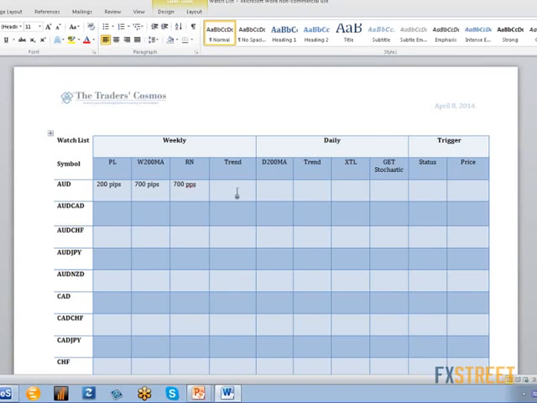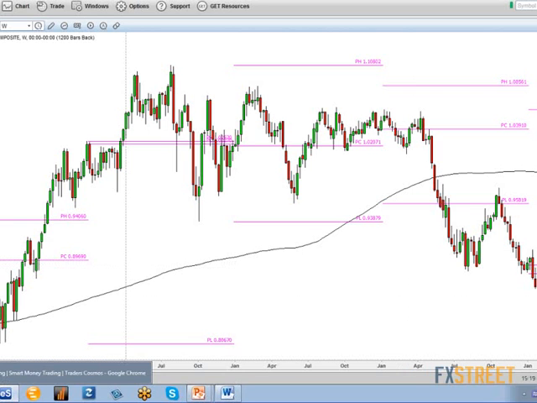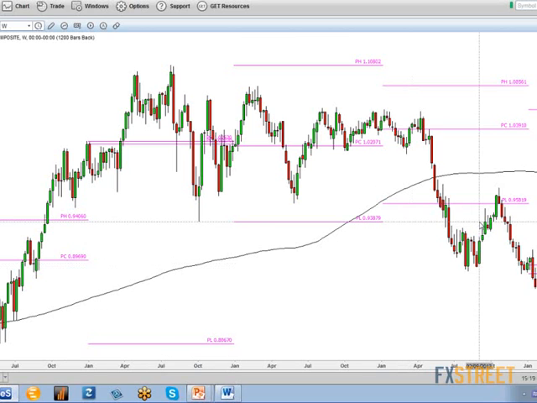So trend, what do I mean by trend? Well, what I'm saying is, is it more likely to continue or is it more likely to bounce? Now, why not 0.9400? What's that for? As a round number?